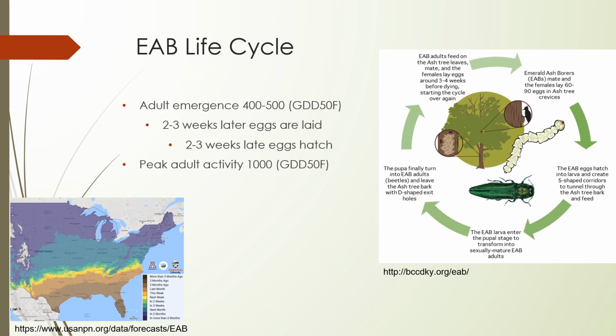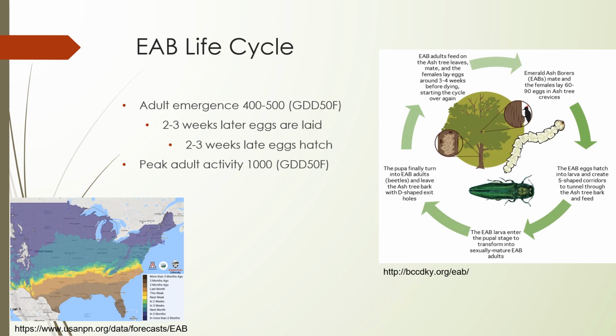Emerald ash borer adults start to emerge from the bark to feed on the leaves at about 450 growing degree days, which in Fargo is approximately the second week of June. The adult emergence will continue through 1,000 growing degree days, or the beginning of July. After 2 to 3 weeks of feeding on ash leaves, the adult females will lay eggs on the bark that take another 2 to 3 weeks to hatch.